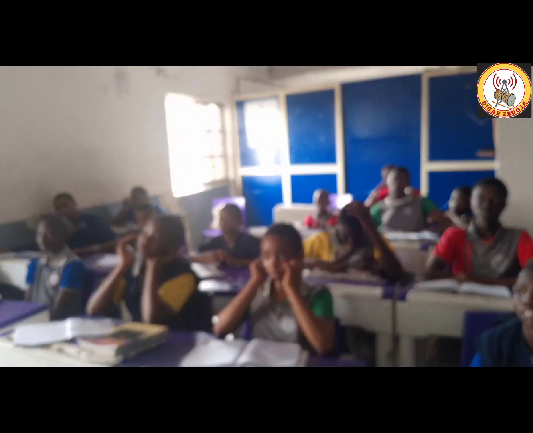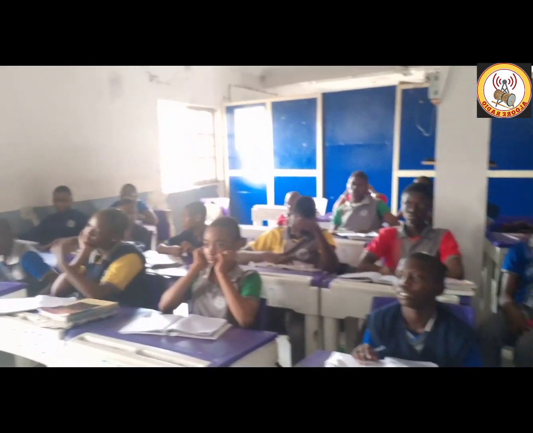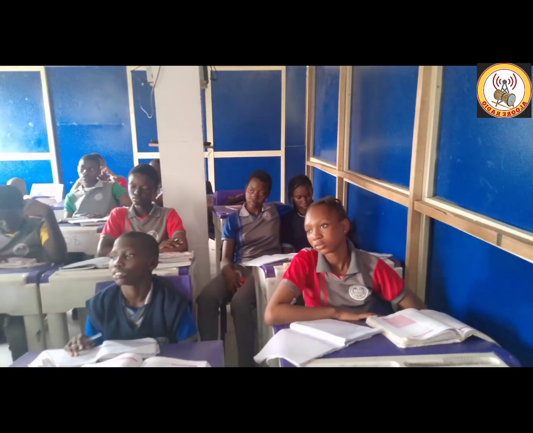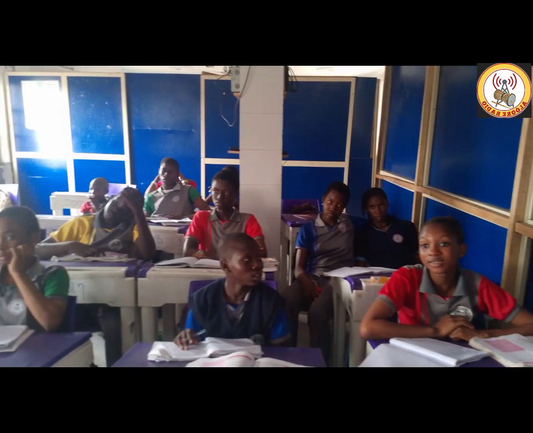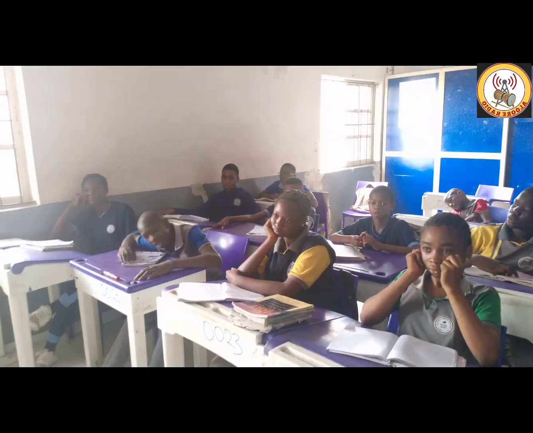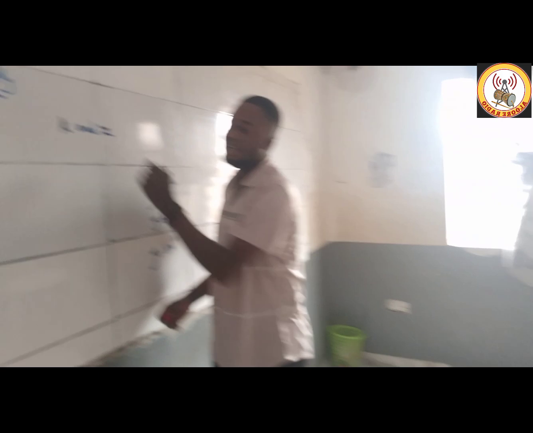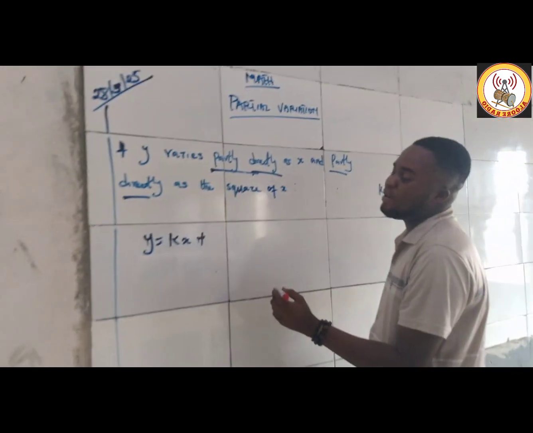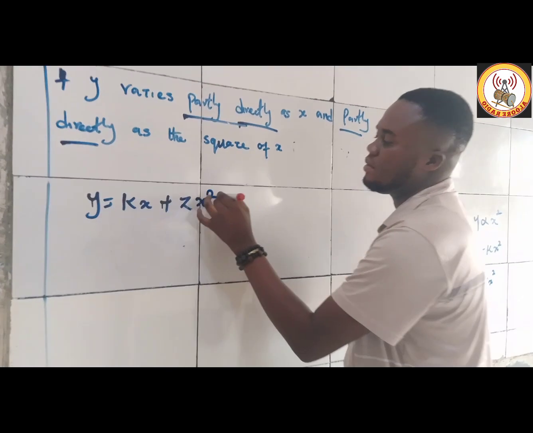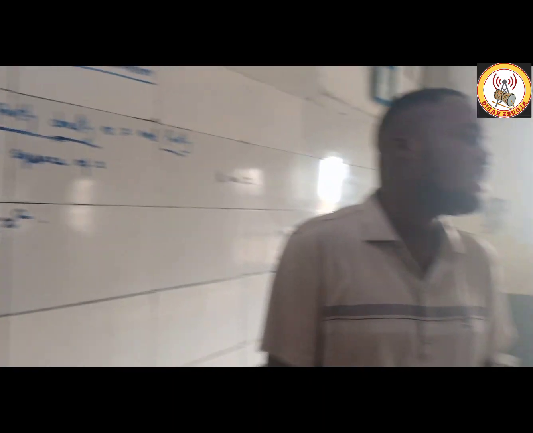But in this case, for more convenience, let's change our constant. We can use y, or we can use z. Let's use z, right? That's giving us y equals kx plus what? Plus zx squared. Are you getting me now?